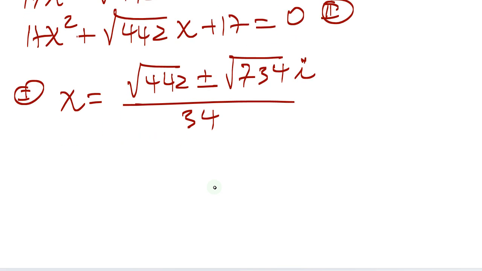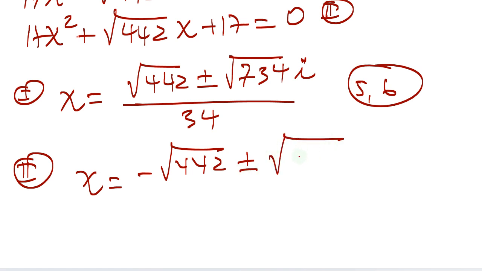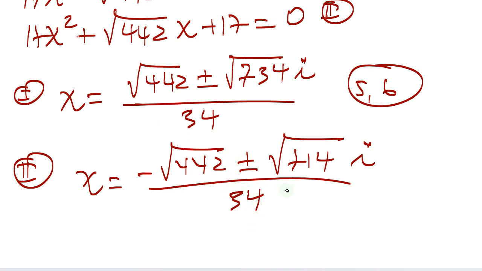So we have here solutions 5 and 6. And from the second one, x is going to be equal to square root of 42, plus or minus square root of 714 times i, divided by 34. So this is solutions 7 and 8. So guys, we found all our solutions.